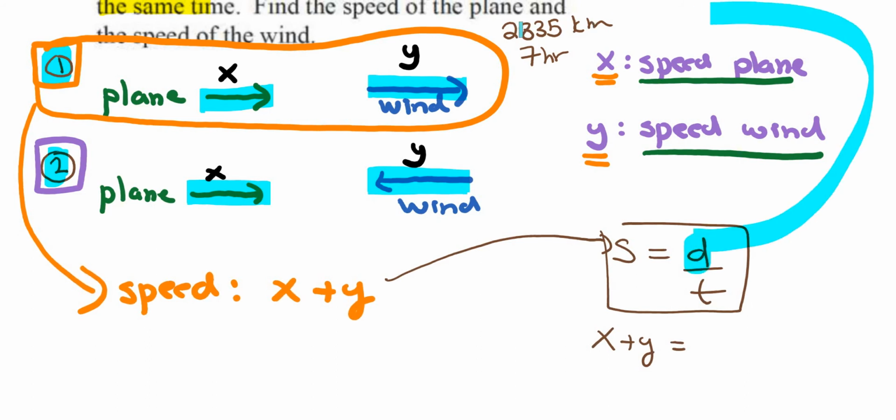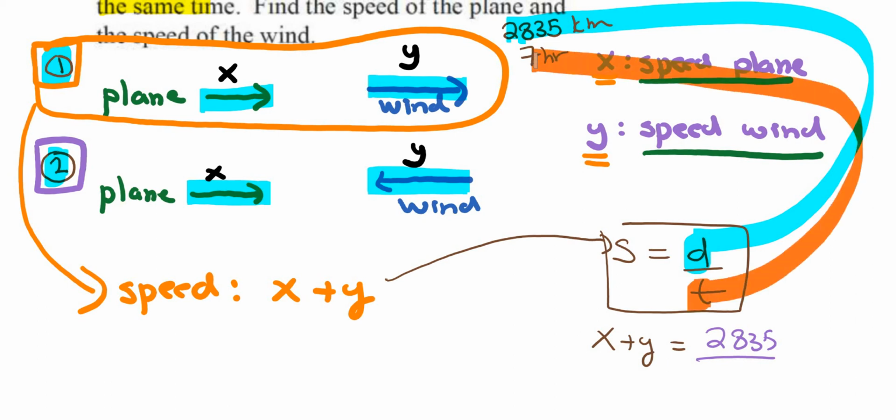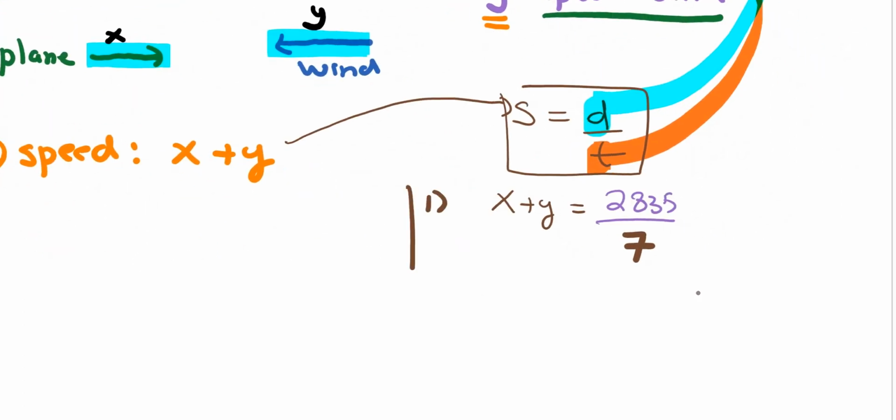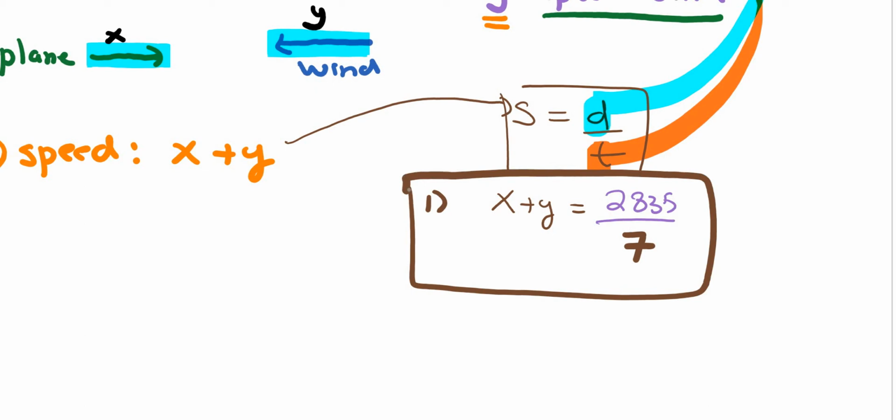Well, the distance in case number 1 is 2,835. And what is the time? Well, the time is going to be 7 hours. So I divide this by 7. So this right here is my first equation: x plus y equals 2,835 divided by 7.